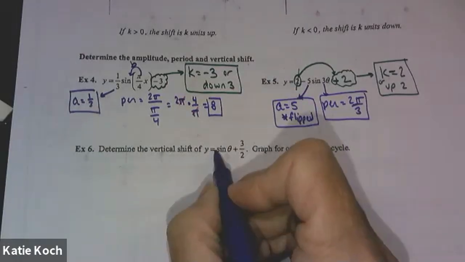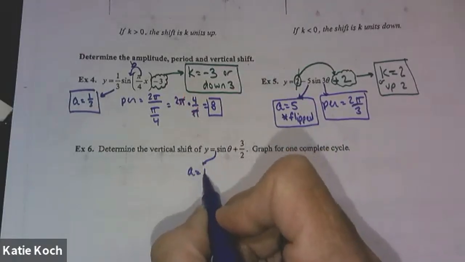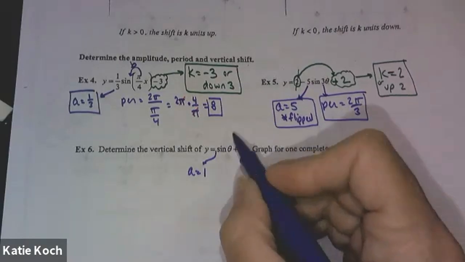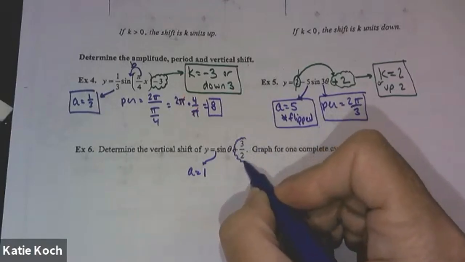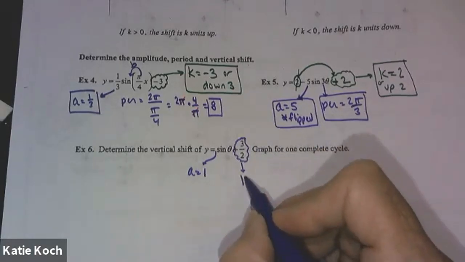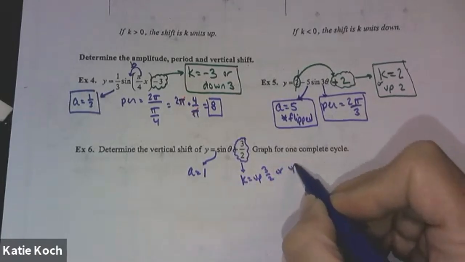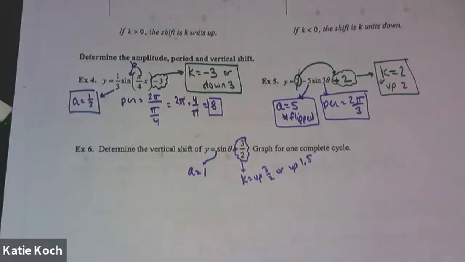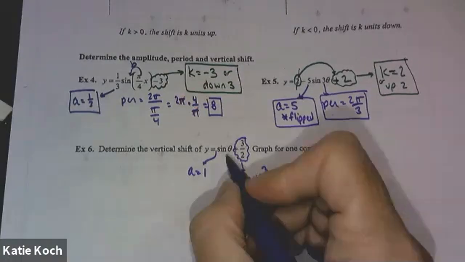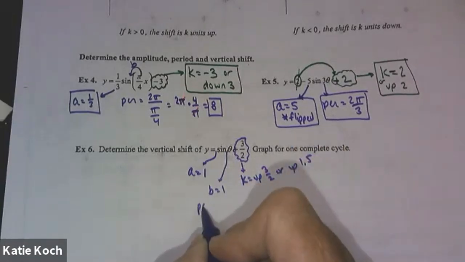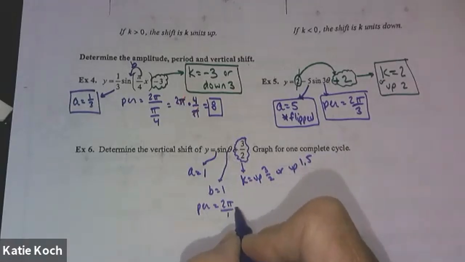A in the front of the sine is 1. That's nice. They didn't change that at all. K is this 3/2 number here, hanging off the end. So K is going to be up 3/2 or up 1.5. Up 1.5 for K. And then the period, well, it's 2 pi over B. Since B is 1, the period is just 2 pi over 1 or 2 pi.